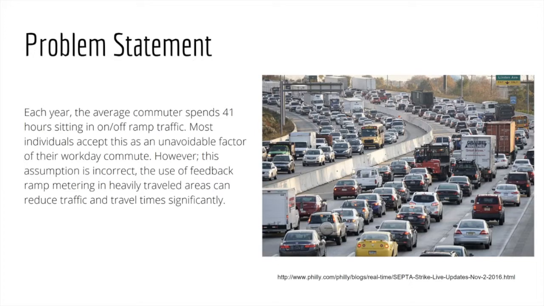The overcrowding of highways and traffic jams is present in cities around the world. The National Highway Safety Administration claims that each year, the average commuter spends 41 hours sitting in on-off ramp traffic. Most individuals accept this as an unavoidable factor of their workday commute. However, this assumption is incorrect. The use of ramp feedback metering in heavily traveled areas can reduce traffic and travel time significantly.